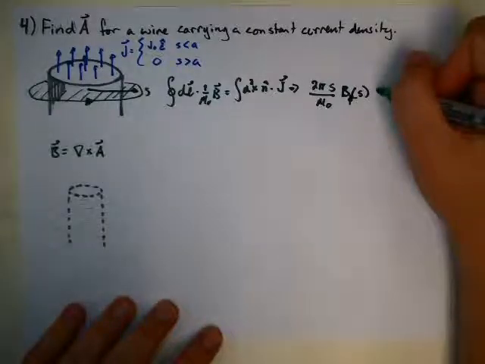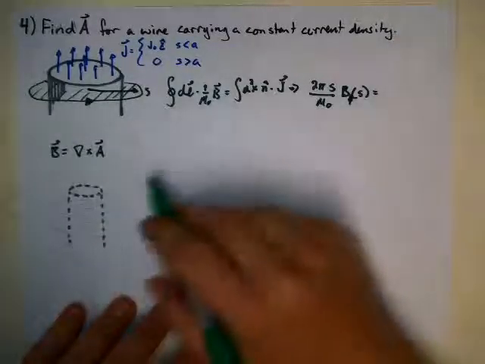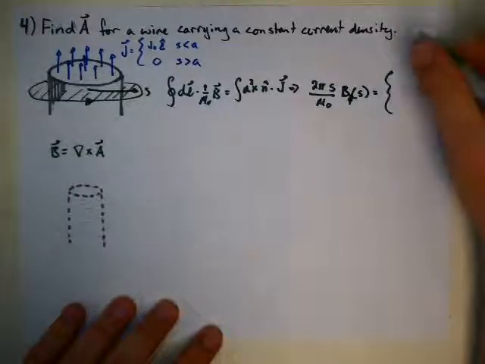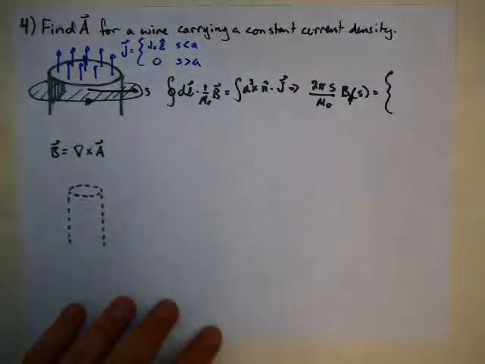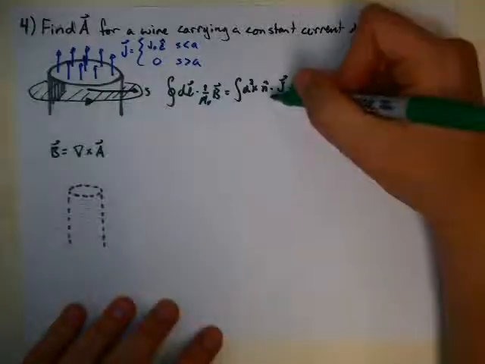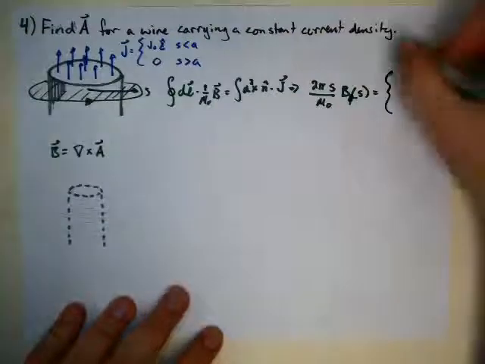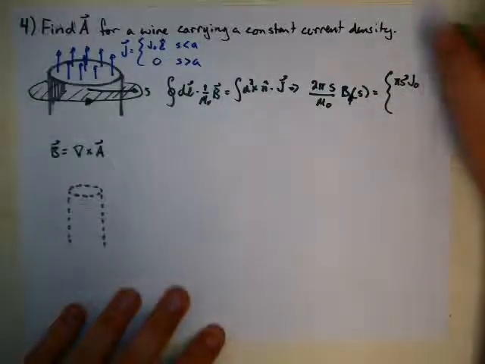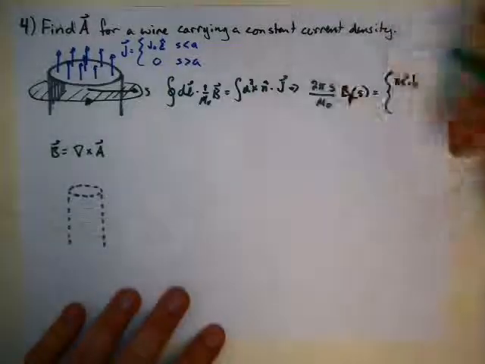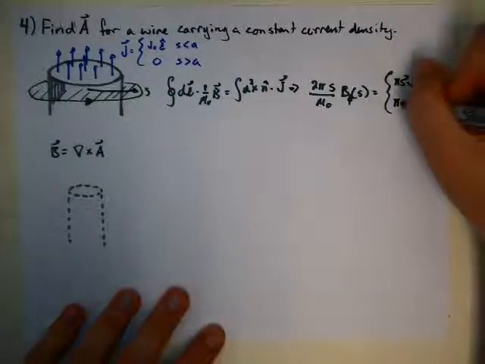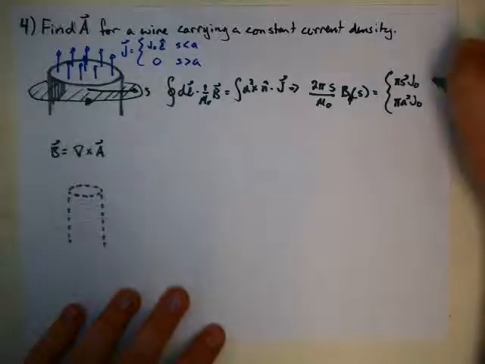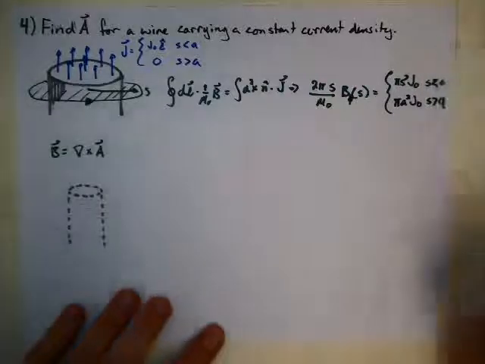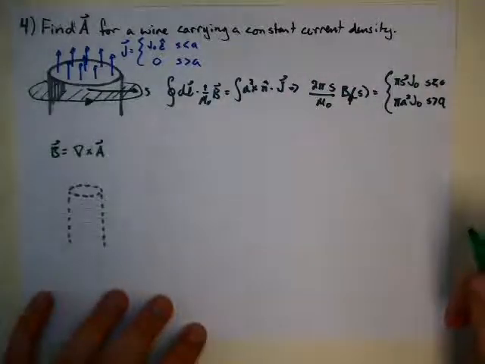Okay, and this should be equal to, and now we have a piecewise, the total current that flows through. If my circle is smaller than the wire, it's just going to be J naught times the area of the circle, which will be pi s squared times J naught. And if our circle is bigger than the wire, it's going to be pi a squared times J naught. This is for s less than a and for s greater than a. And so that tells us what B is.